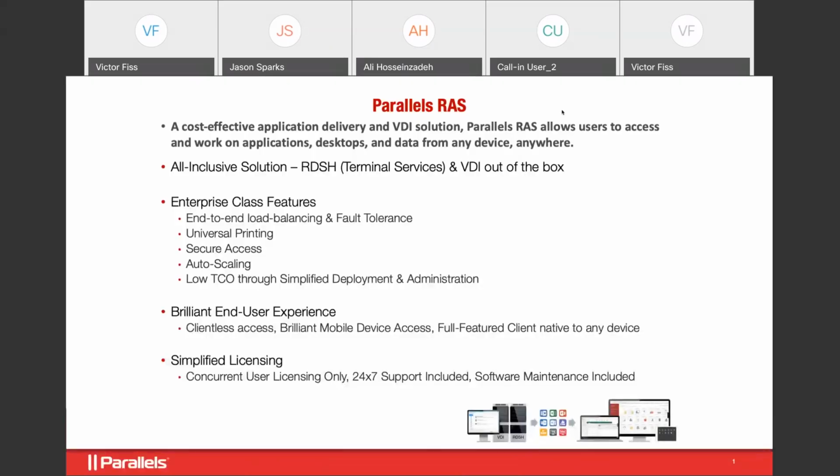Probably in the previous session, you heard about RAS. It's an all-inclusive solution. We use Remote Desktop Services technology from Microsoft and as well VDIs. And the VDIs are focused on Windows 7 and Windows 10 operating systems. We have enterprise-class features related to end-to-end load balancing, fault tolerance, built-in universal printing, which means you can use printing redirection to virtually any devices that you use.